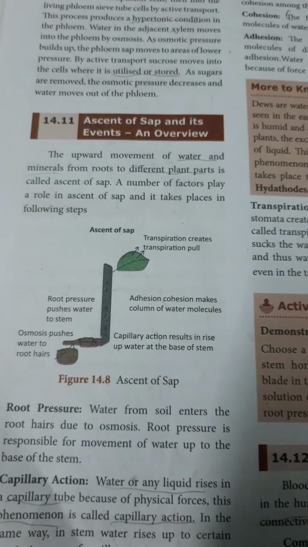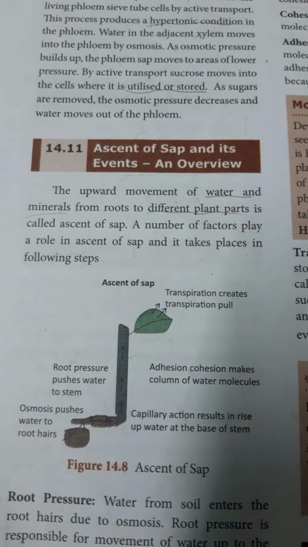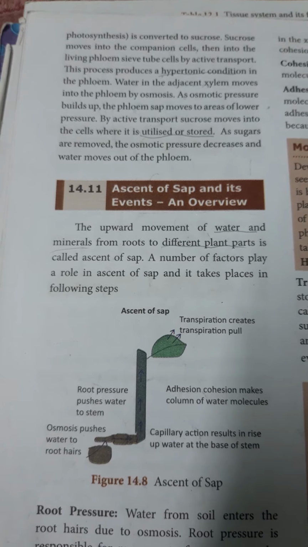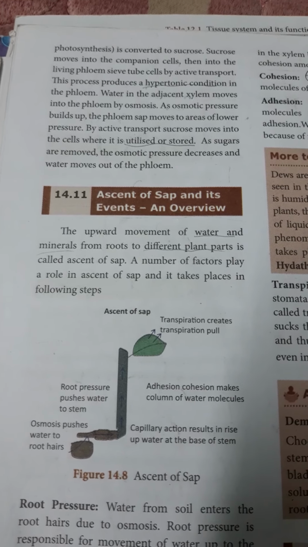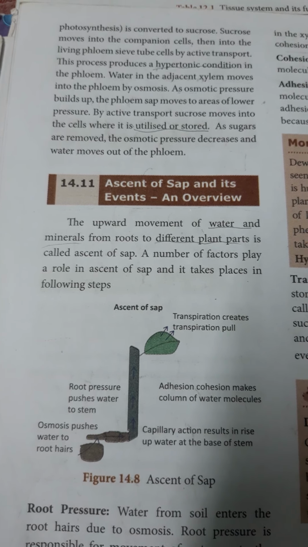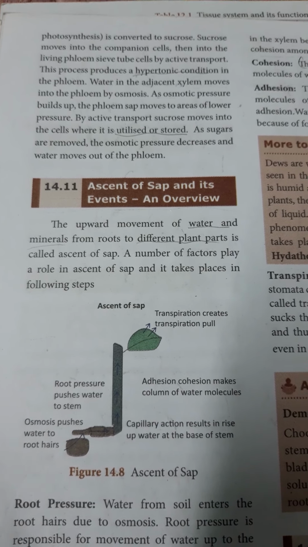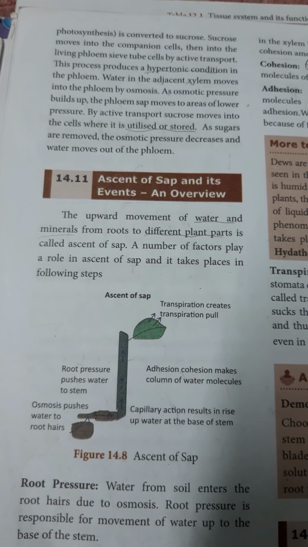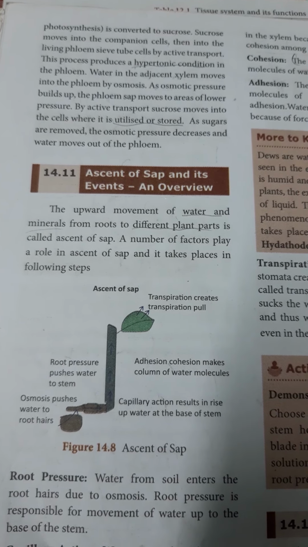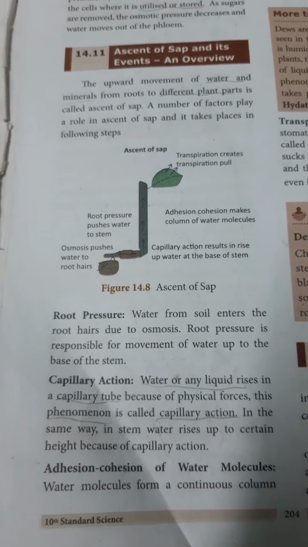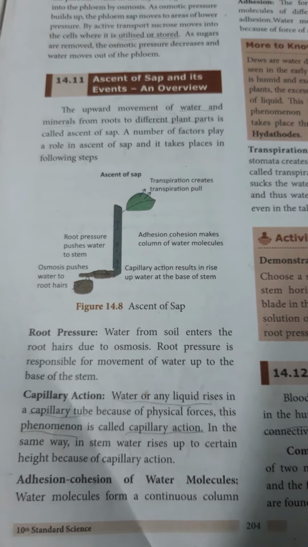Then ascent of sap. One experimental process proves that water moves along the xylem vessels. The upward movement of water and minerals from roots to different parts of the plant is by the ascent of sap. A number of factors play a role in the ascent of sap, and it takes place in the following steps. One is root pressure.